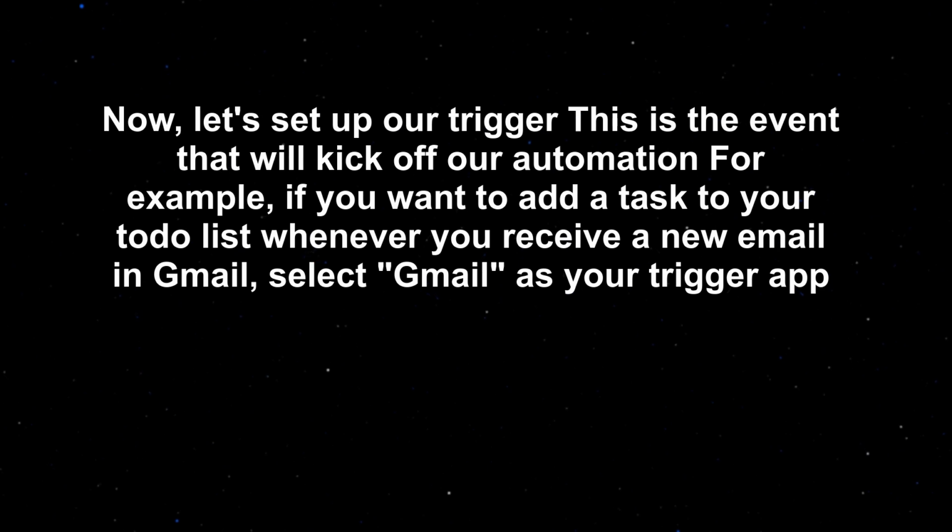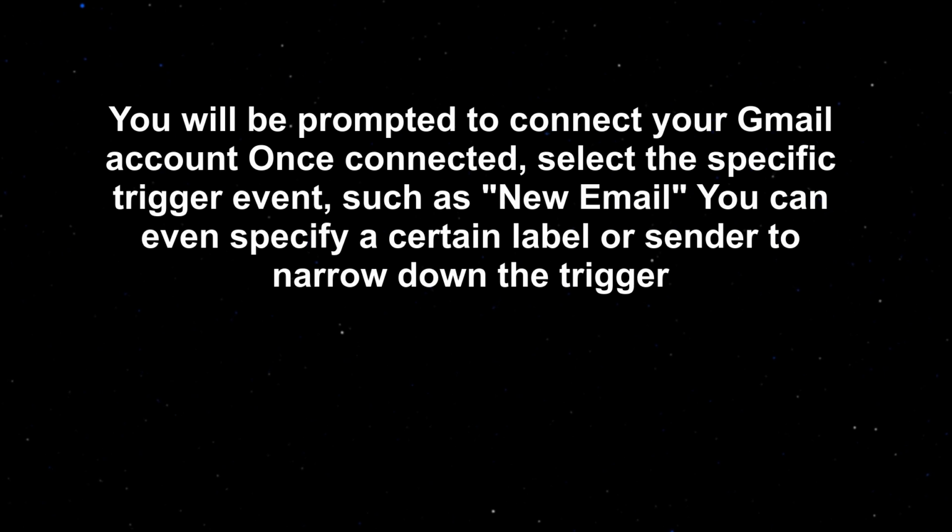For example, if you want to add a task to your to-do list whenever you receive a new email in Gmail, select Gmail as your trigger app. You will be prompted to connect your Gmail account. Once connected, select the specific trigger event, such as new email. You can even specify a certain label or sender to narrow down the trigger.